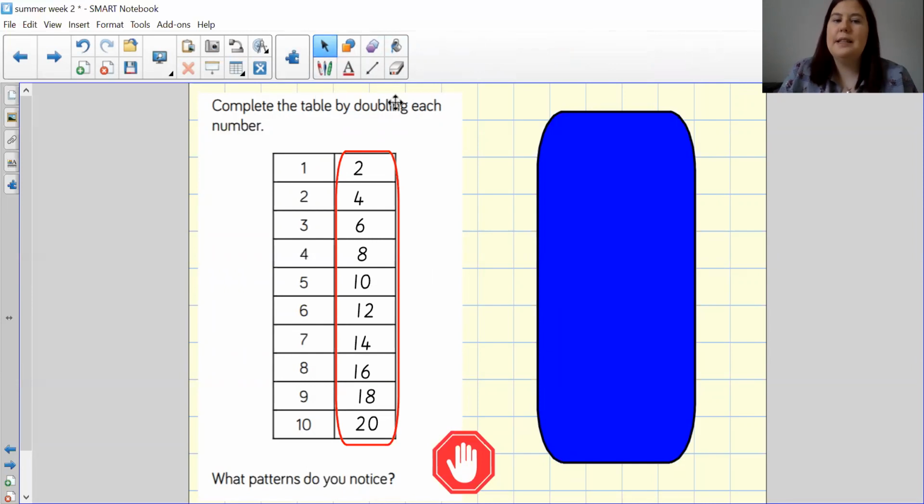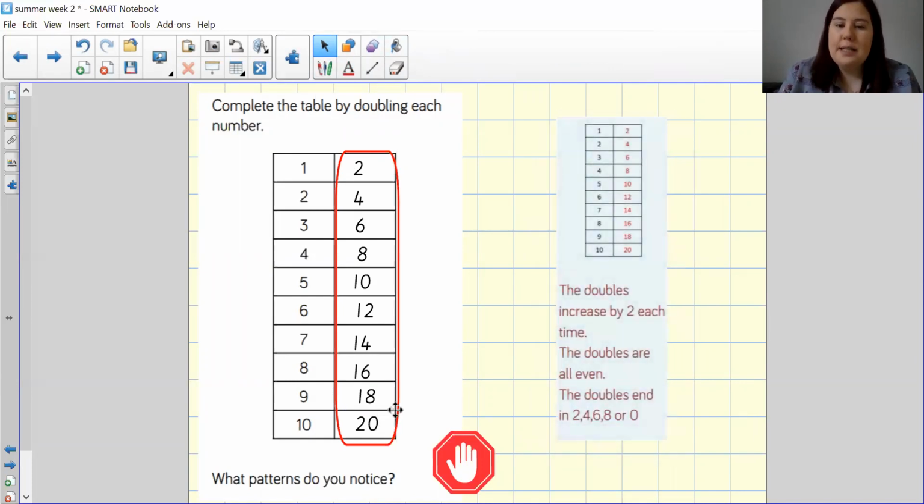So well done if you said that it's actually going to skip counting in twos. They're doubling by 2 every time. So if I double 2 to 4, and then I've added another 2 to make it 6, and then another 2 to make it 8, and it continues the pattern all the way down, okay?